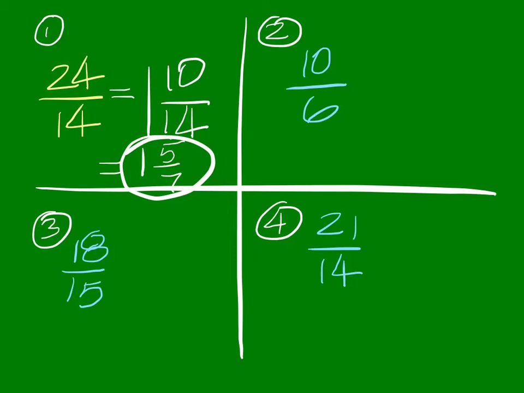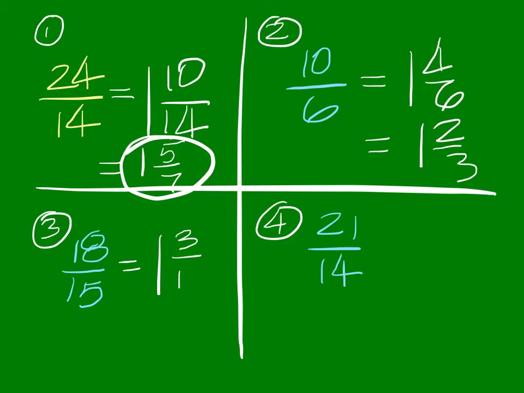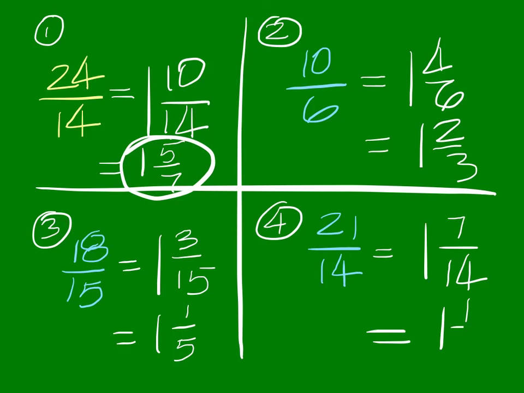For the rest of them, the answers should have been, for number 2, 1 and 4 over 6, which reduces to 1 2/3. This one is 1 and 3/15, which reduces to 1 1/5. And this one is 1 and 7 over 14, which reduces to 1 1/2.